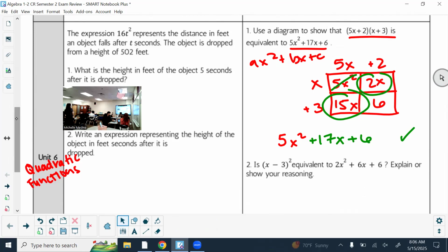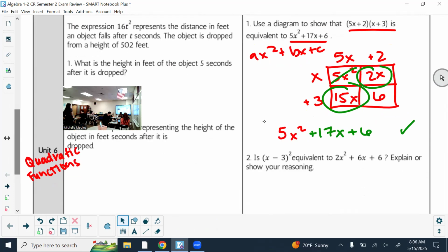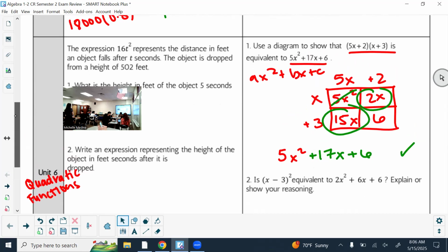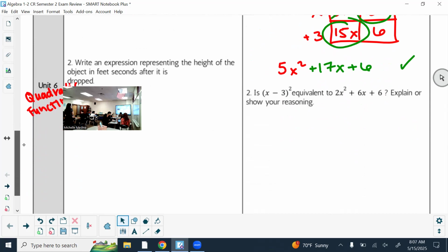Now for the next part: is this expression equivalent to that one? Explain or show your reasoning. So please don't tell me in this first part that they're not equivalent, because they are. And in the second part, they could not be equivalent. You have to just show it and justify whether or not.